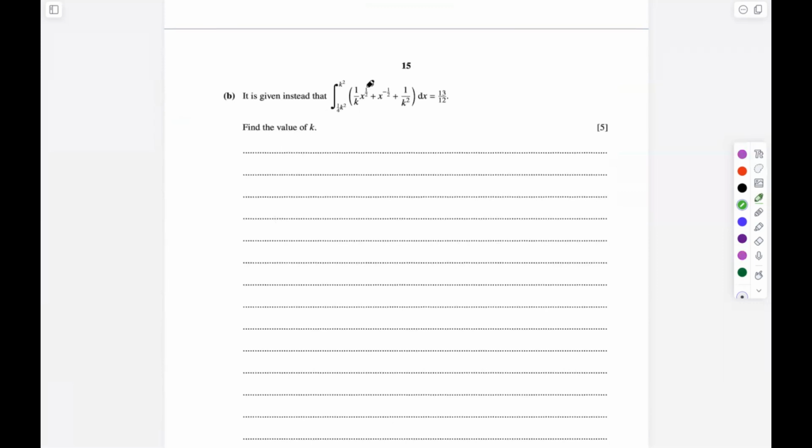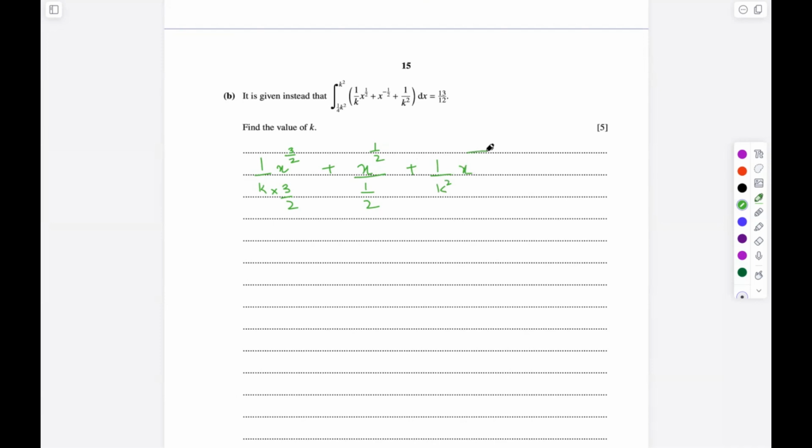So integrating 1 upon 2 x to the power 1 upon 2, the power will increase by 1 and that will become x to the power 3 upon 2. And we also divide by the new power, that is 3 upon 2, plus x to the power minus 1 upon 2. This will increase by 1 and then we'll divide it by the new power, which is 1 upon 2. And integrating 1 upon k squared, we'll just add an x over here.